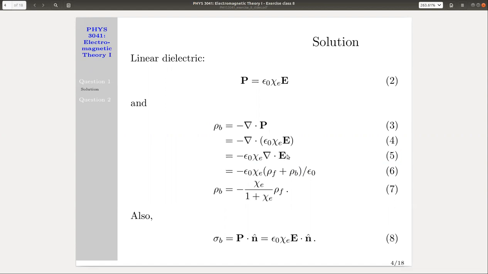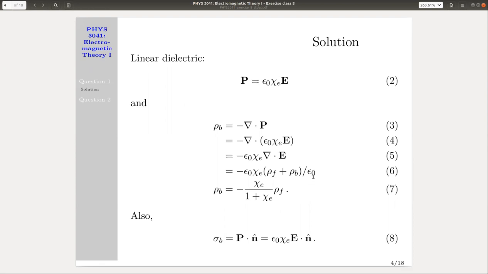And then if you remember Gauss's law, it basically says the divergence of an electric field is equal to the charge density over epsilon naught. But keep in mind that the charge density is the total charge density. It's not just the free charge density or the bound charge density, but their total. That's why you have rho F and rho B here, over epsilon naught.